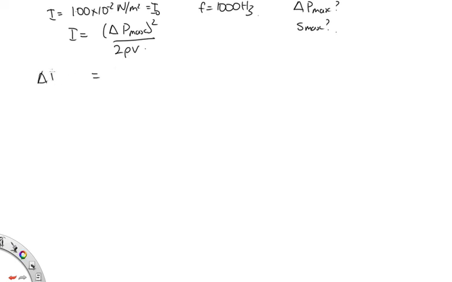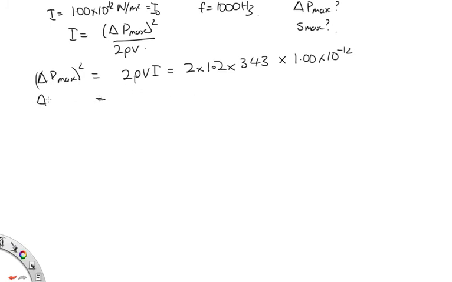So delta P max squared is equal to 2 rho V I, which is equal to 2 times... Now this is air, so the density is 1.2. You'd be given this on the formula sheet. The velocity of sound in air, we usually take the standard value as 343, and then the intensity 1.00 times 10 to the minus 12. Solving that on the calculator, we end up with 2.87 times 10 to the minus 5 pascals.